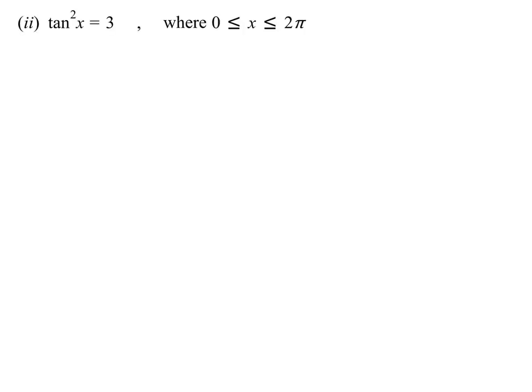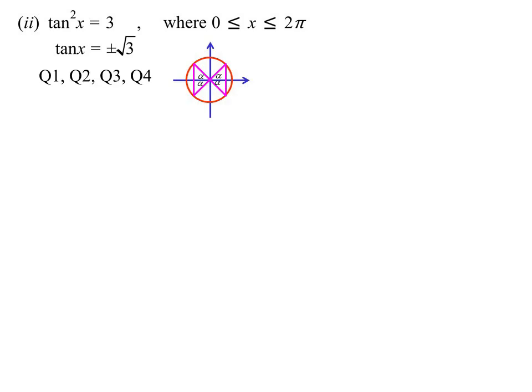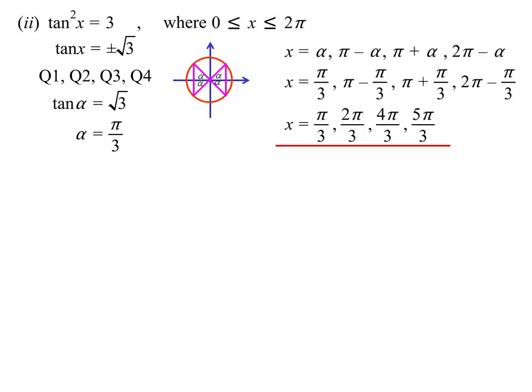Tan squared x equals 3, so tan x equals plus or minus root 3. Wow, now we're in all 4 quadrants because we've got plus or minus the square root of 3. Acute angle, the exact value for root 3, is 60 degrees, which is pi on 3. But we've got all 4 quadrants, so we end up with 4 answers.